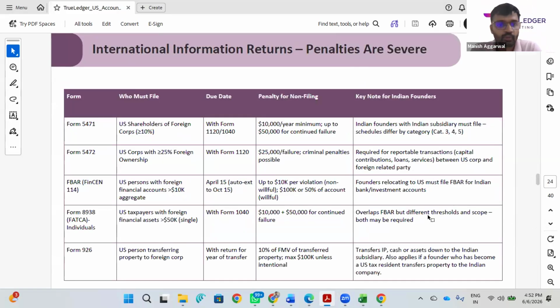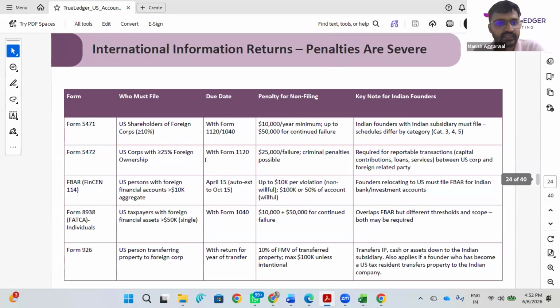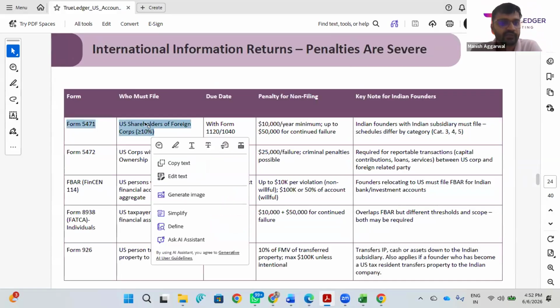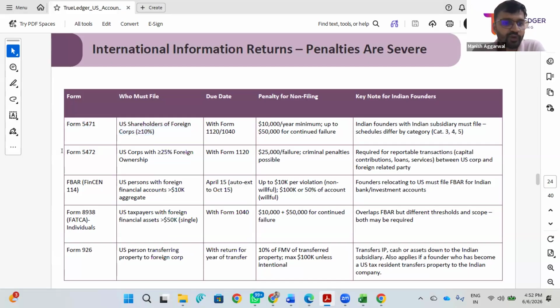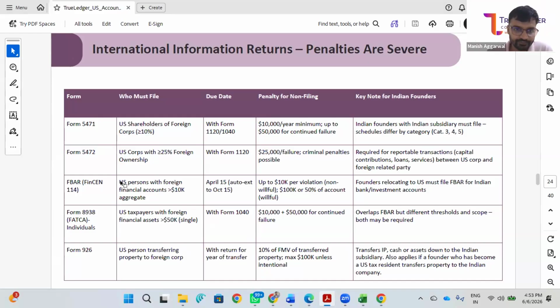So this is a summarized due date chart. I explained the main reporting forms, which are corporate income tax, state income tax, and payroll forms. These are other forms which are a part of my income tax return. So Form 5471 is one of the very complex forms. It is filed when a US entity holds 10% or more in a foreign entity. The other form is Form 5472. This is applicable if a US entity is owned 25% or more by a non-US person. This is also filed along with Form 1120, the corporate tax return.